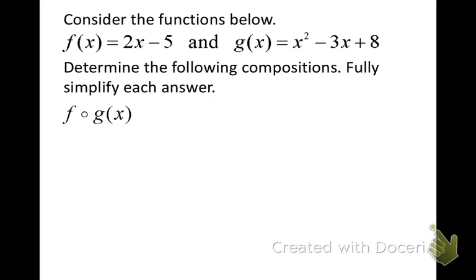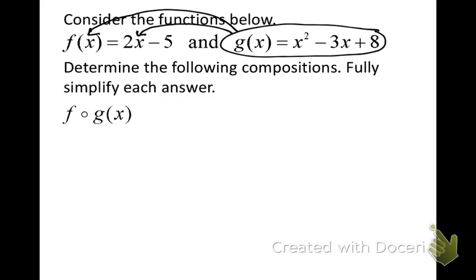All right, this one is keeping things a little bit more generic and asked me to determine the composition of f of g of x. So notice that in this next example, this is just x. It's not a number, okay? So I am going to keep g of x just like it is, and I am taking this entire g of x, and I am plugging it in to f of x. So everywhere I see an x, I am plugging in the entire quantity x squared minus 3x plus 8.